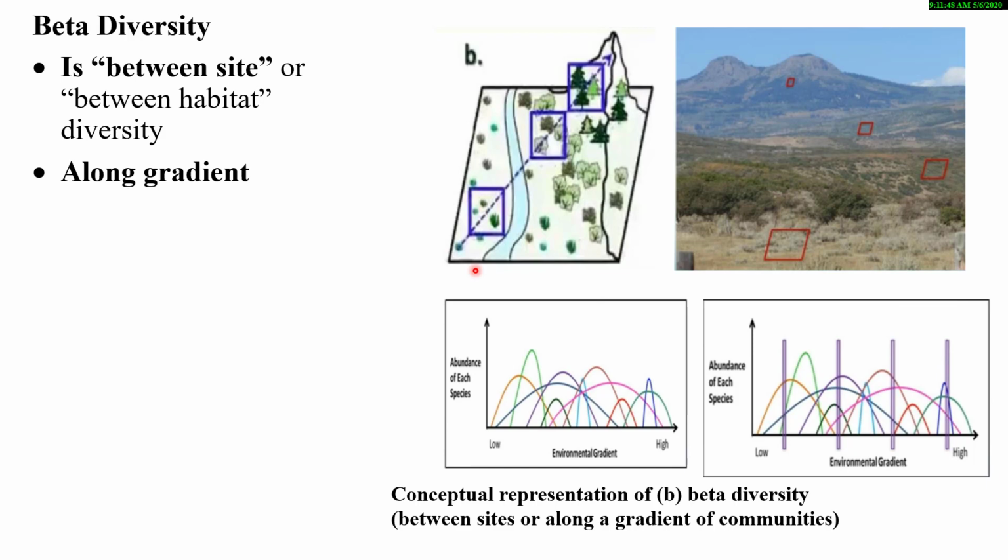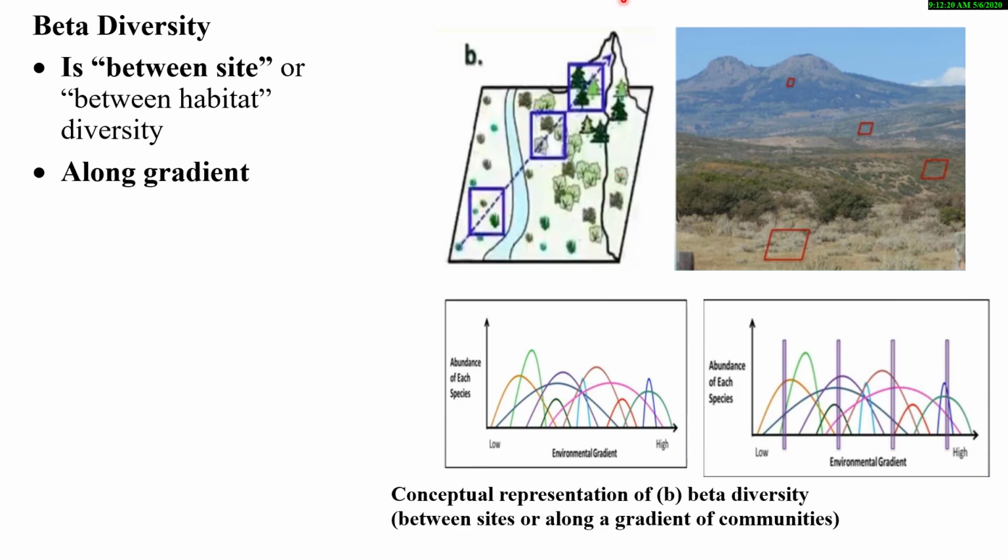So, in summary, beta diversity is diversity between sites or between different habitats. We can also consider beta diversity as differences in species diversity along environmental gradients, along elevations, along different moisture regimes.